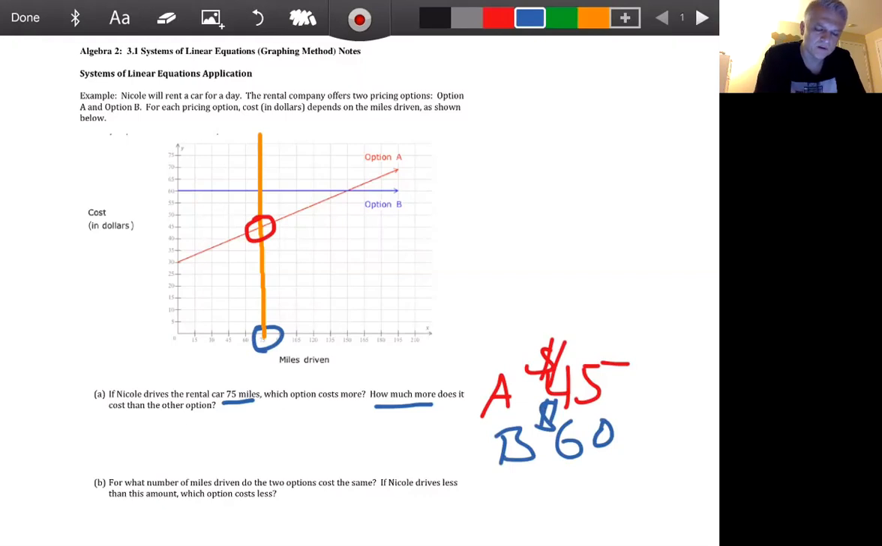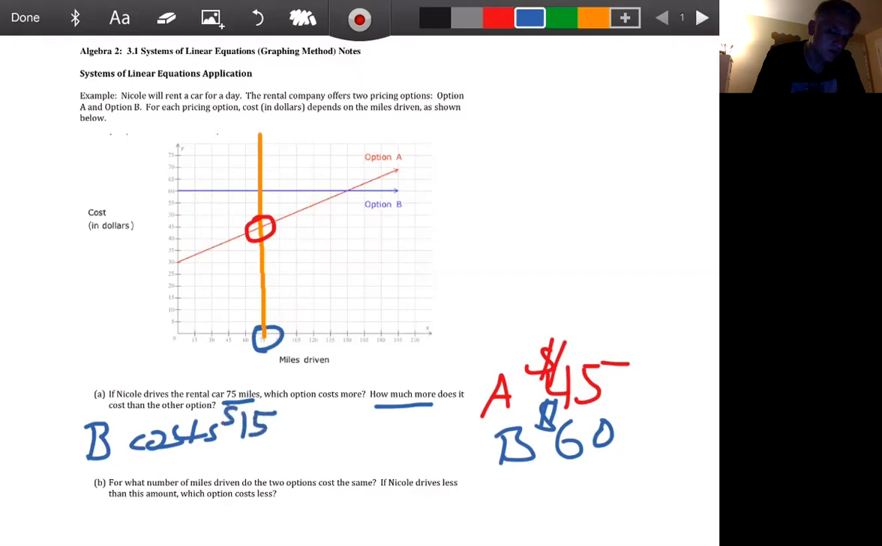Okay, so with that in mind, let's look at the question again. Which option costs more and how much more does it cost than the other option? Well, that should be pretty straightforward. B costs 60 minus 45 is 15, so $15 more. Okay, so if Nicole is going to drive about 75 miles, B is going to cost her more. So that's a nice piece of information that will probably let her say, hey, rental company, I want to use option A because I'm going to drive about 75 miles. I want to save 15 bucks.